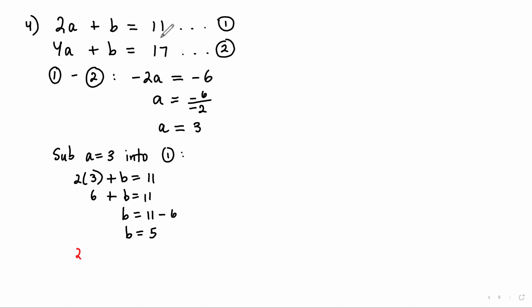So 2 times 3 plus 5, well, that does give me 11. So it works out in the first equation. And then in the second equation, 4 times A, so 4 times 3 is 12, plus 5, which is 17. So it works out in the second equation. All right. Let's do the next one. If you didn't get those answers, please check to see where you went wrong and correct it, okay?